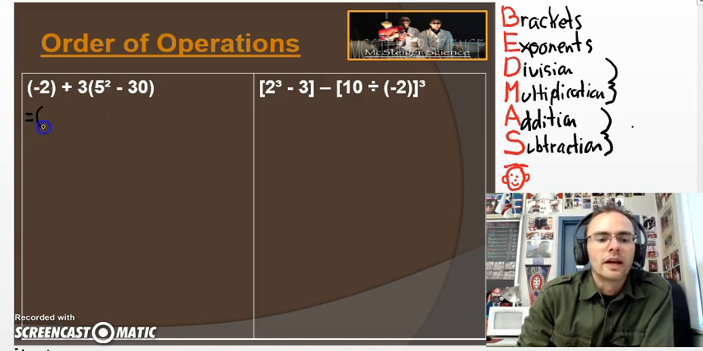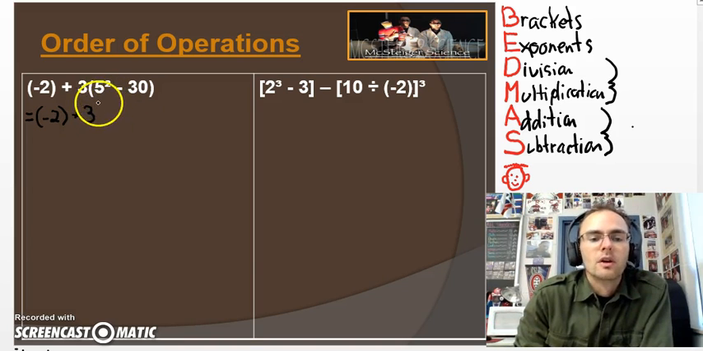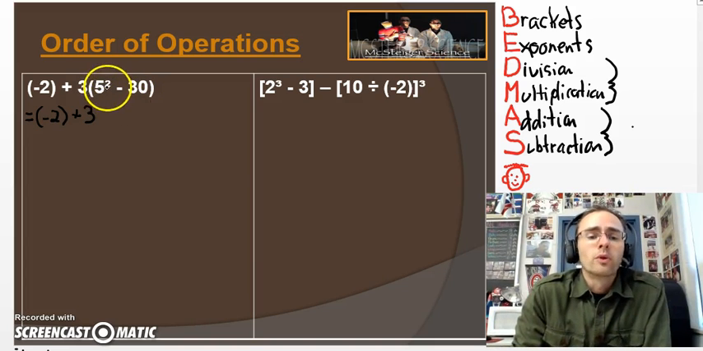So I'm going to rewrite this because remember, you have to show all your steps. Don't ever forget, show all your steps. So I'm just going to write this down first. I'm not going to solve this yet. I'm going to solve what's in the brackets. So in my brackets, I have two operations to do. I have an exponent and subtraction.